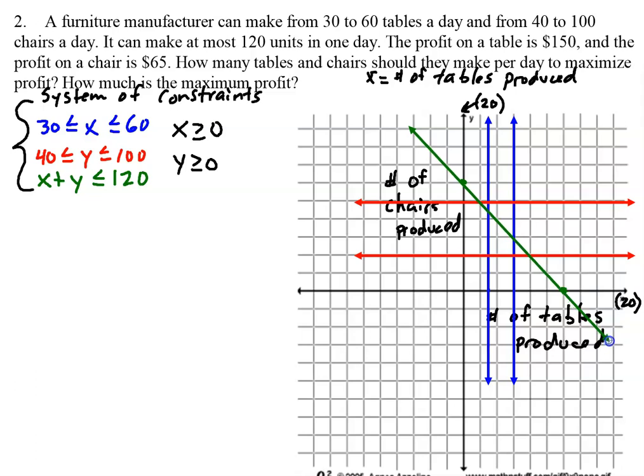Okay, I think I got it. All right, so let's see what we got. Now we'll do the shading. So we're between the blue, we're between the red, but we have to be below the green. So when we put all that shading together, we're talking about this area right here, maybe a little bit smaller. So this is called our feasible region.